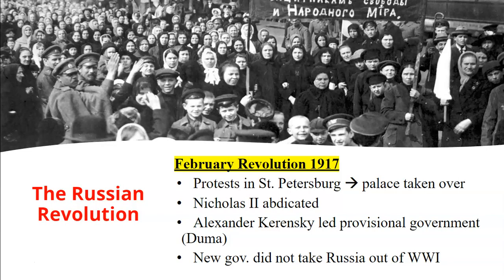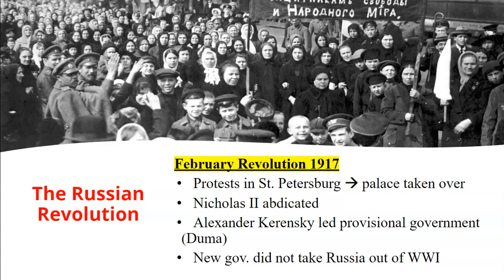So now we have the February Revolution of 1917, also known as the February Bourgeois Democratic Revolution. So this takes place in the capital. Discontent with the monarchy over the rationing of food is what's leading this charge.